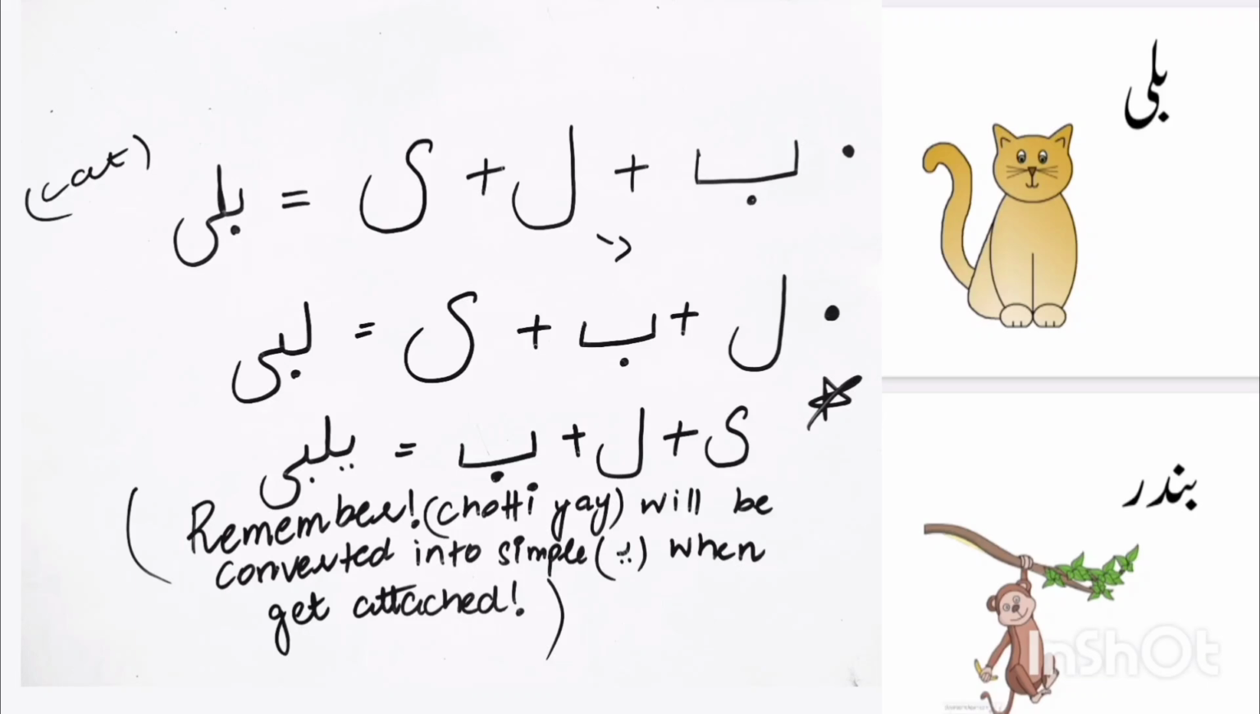After that, I have shown you an example by changing the position. It's lam, bay, and choti ye. It's labbi, and labbi is not a word.